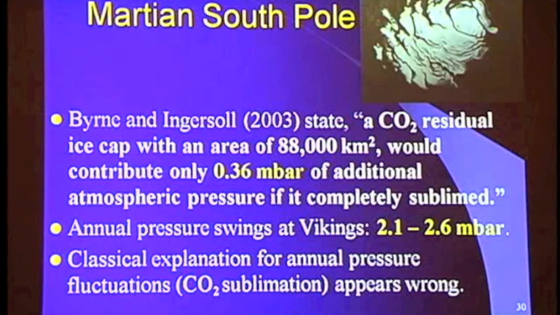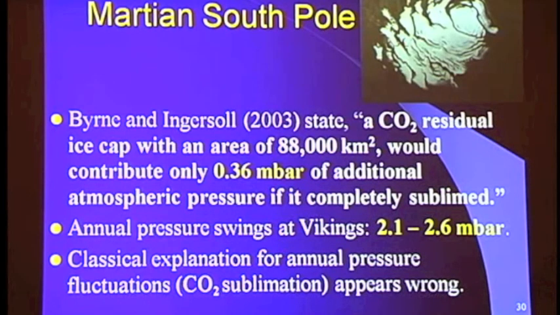Okay, back to the ice cap. Byrne and Ingersoll, who work at Caltech, stated that a CO2 residual ice cap with an area of 88,000 square kilometers could only contribute 0.36 millibar additional atmospheric pressure if completely sublimed. But the pressure swings of the Vikings are between 2.1 and 2.6 millibars. That's like an order of magnitude difference.